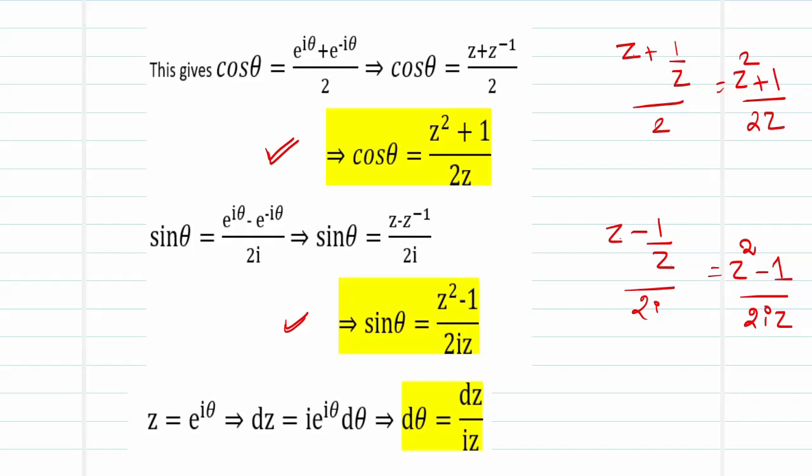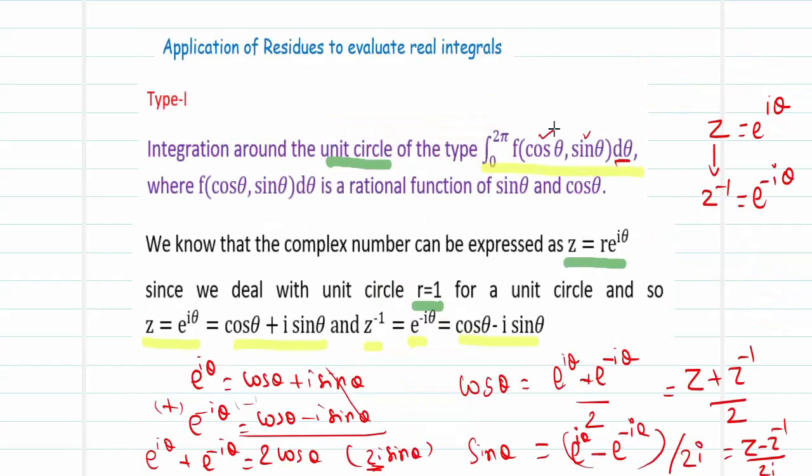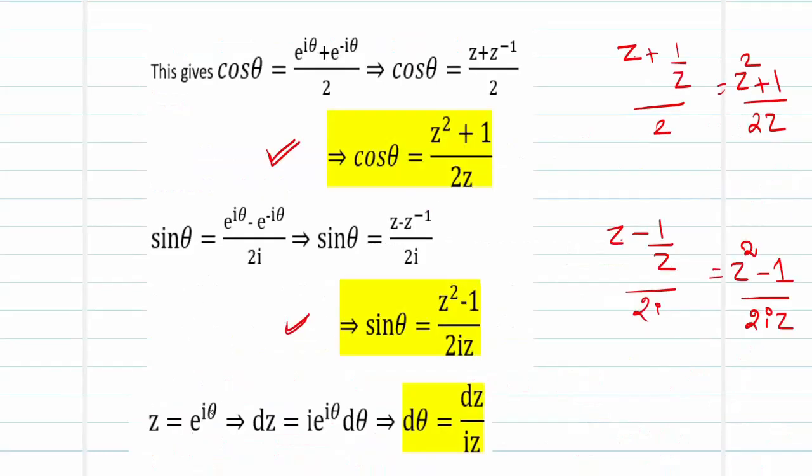The third part which has been left out for me is the d theta part. I have replaced cos, I have given a replacement for sin, I will have to give a replacement for d theta in terms of z. How to do it? z is e power i theta. Differentiate on both sides, dz will be equal to e power i theta into i times d theta, because the constant over here is i. e power i theta can be rewritten as z, so dz equals i z d theta. Keeping d theta on the left hand side, the remaining things can be cross multiplied. So we have d theta equal to dz divided by iz.